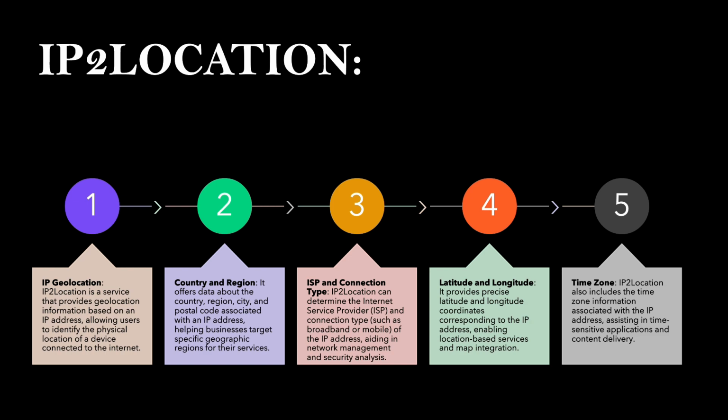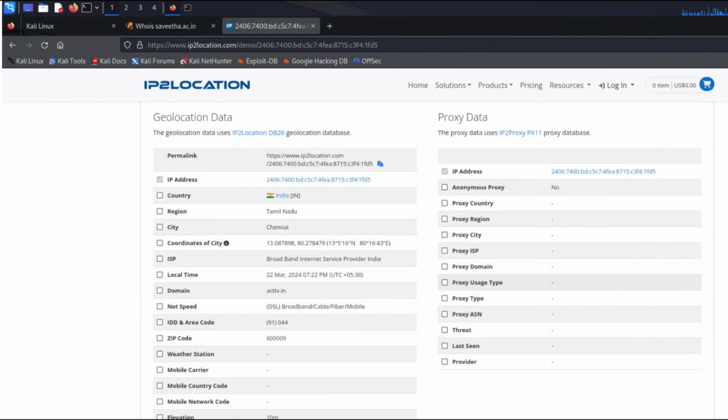ISP and connection: IP to location can determine the internet service provider and connection type, such as broadband or mobile, of the IP address, for network management and security analysis. Latitude and longitude: it provides precise latitude and longitude coordinates corresponding to the IP address, enabling location-based services and map integration. Time zone: IP to location also includes the time zone information associated with the IP address, assisting in time-sensitive applications and content delivery. And here is the output we got using ipgeolocation.com in Kali Linux.